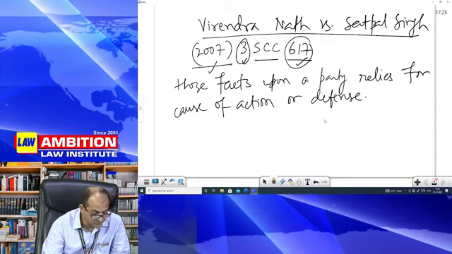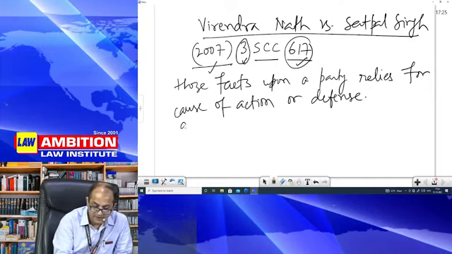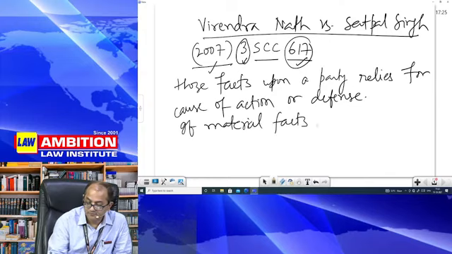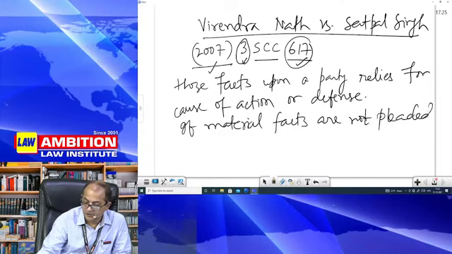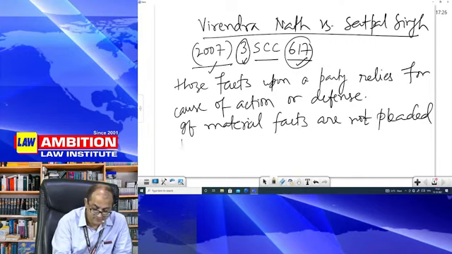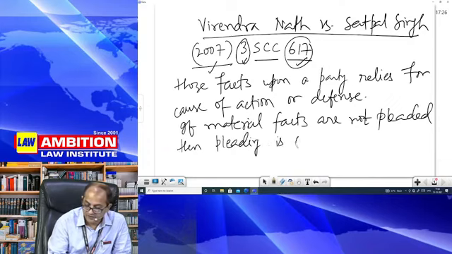What particulars could be said to be material facts would depend upon the facts of each case, and no universal application can be laid down. Therefore, in the light of the above cases, it is evident that omission to state material facts renders the pleading defective. If material facts are not pleaded, then the pleading is considered defective.